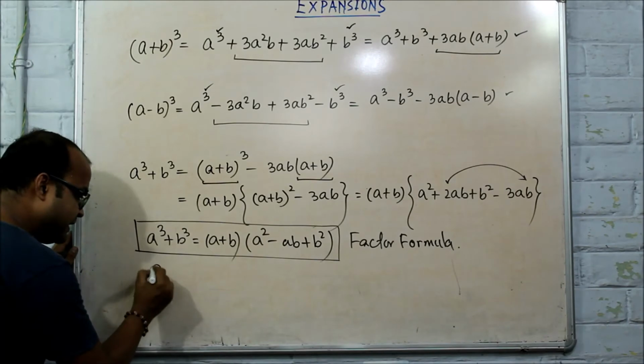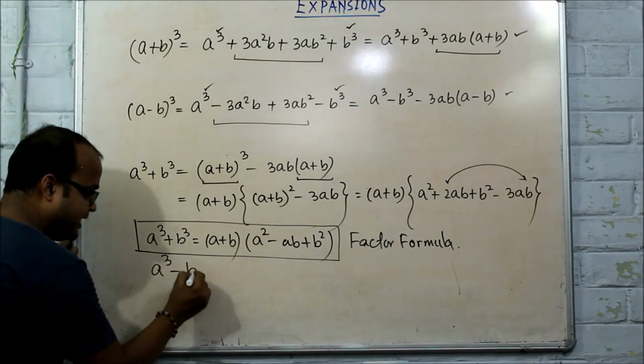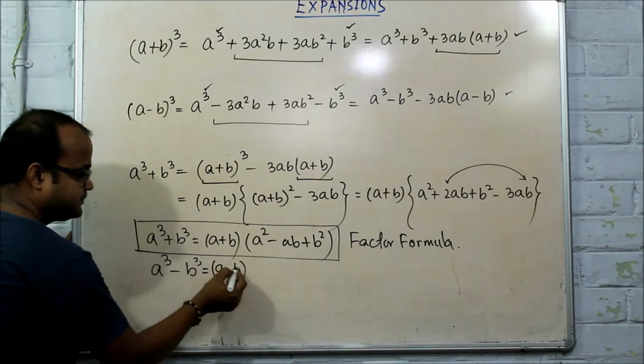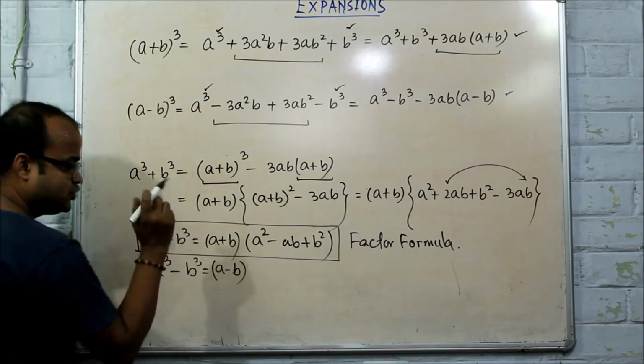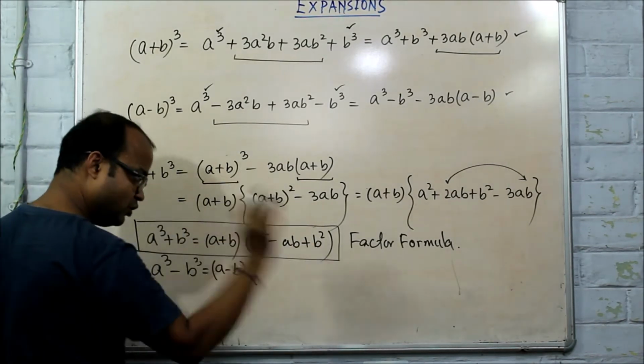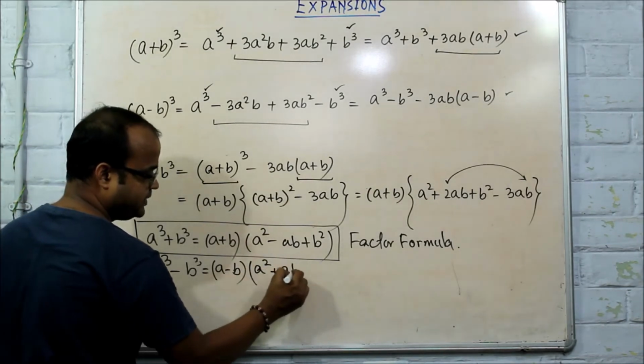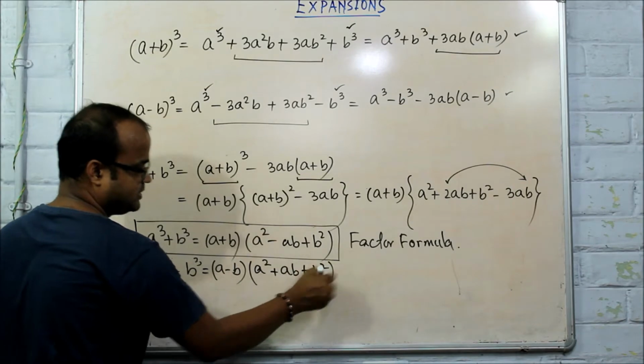Same way, if I write the formula of a cube minus b cube, then the formula will be (a - b). This plus changes to minus. The square term will always be positive in all of the cases. So, plus ab plus b square.